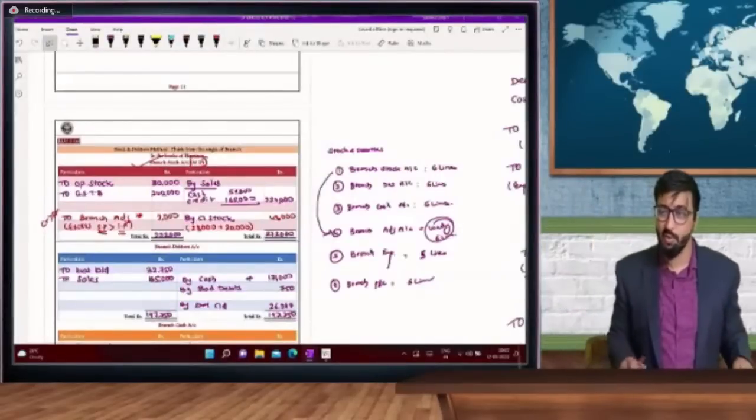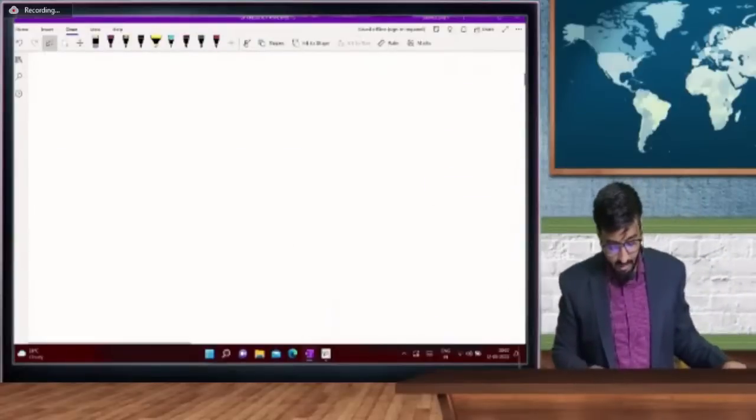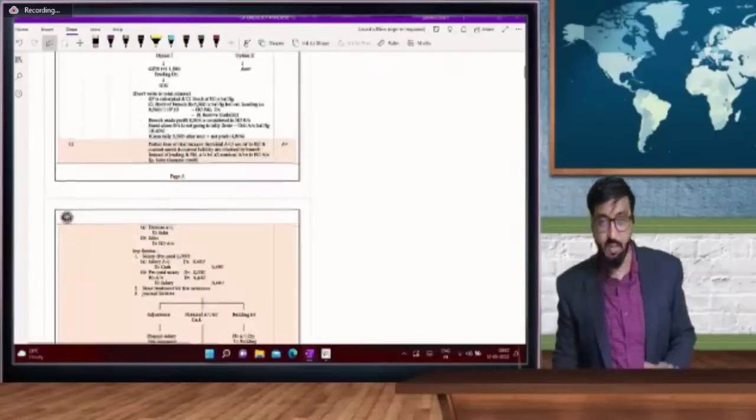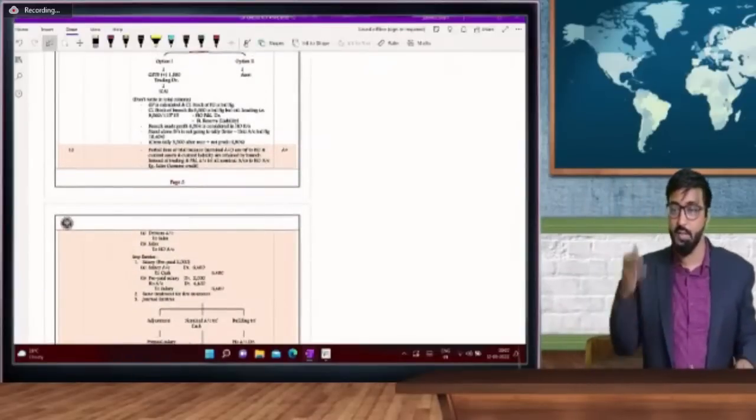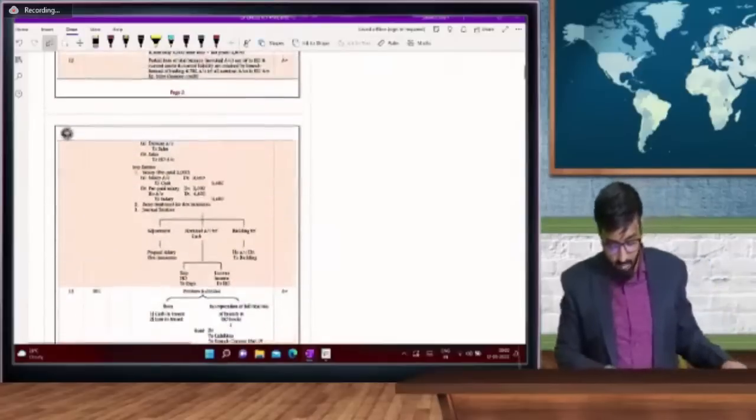Just you have to do the posting part. It's not at all difficult. Volta, this requires a lot of concept clarity. Illustration number 12, it's very easy. Illustration number 11 is just posting all your amounts in trading and profit and loss account. You are already done with all these figures, beta.